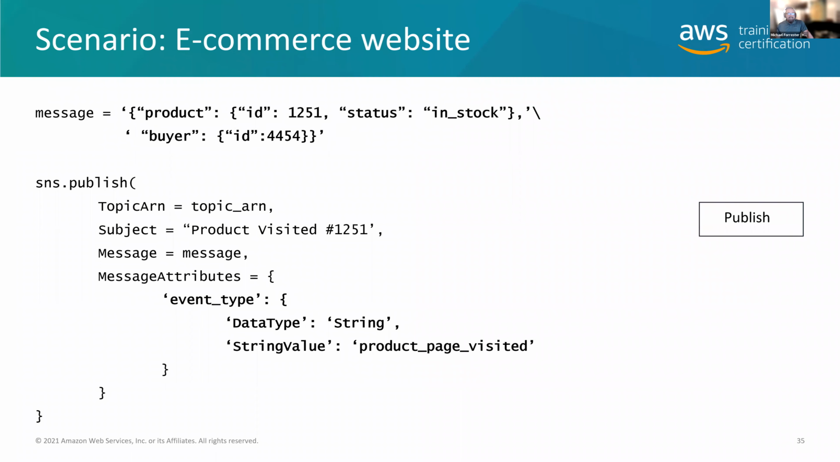Here, the message attribute event type is actually defined when they're publishing the message. So here was the subscriber, and then here was the message with a message attribute saying event underscore type, and the string value equals product page visited. So this would match the filter policy and therefore hit that Lambda function, right?